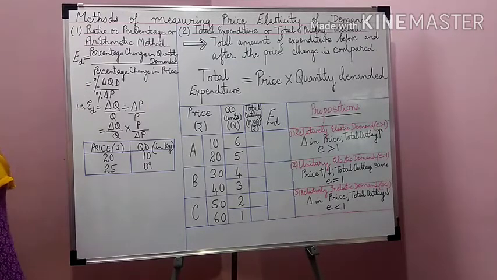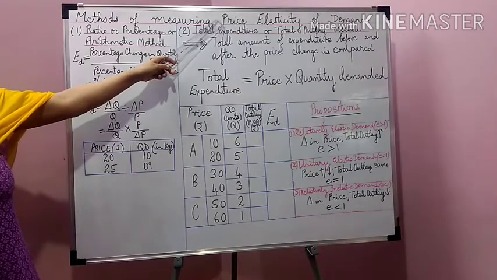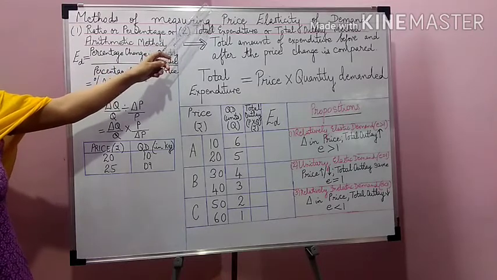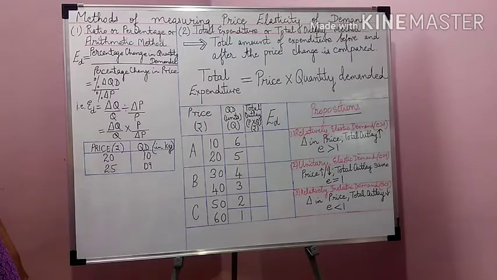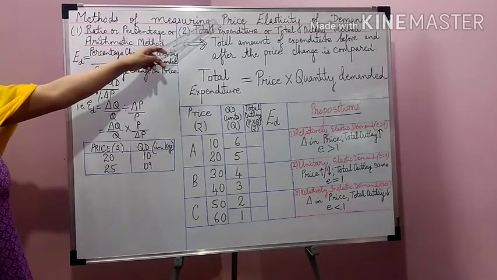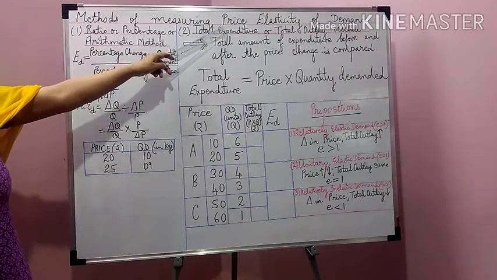Last time we have studied that there are 5 types of price elasticity of demand. Out of these 5, perfectly elastic and perfectly inelastic, E is equal to infinite and E is equal to 0, do not exist in reality. However, unitary elastic E is equal to 1, relatively elastic E is greater than 1 and relatively inelastic E is less than 1 exist in practice. But how do we measure this price elasticity of demand is going to be studied today.